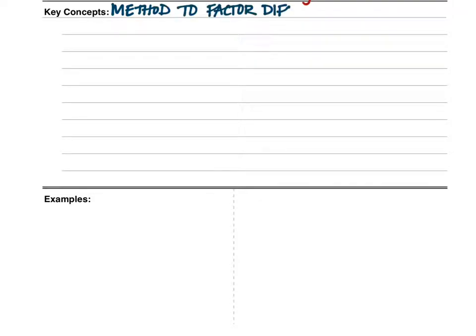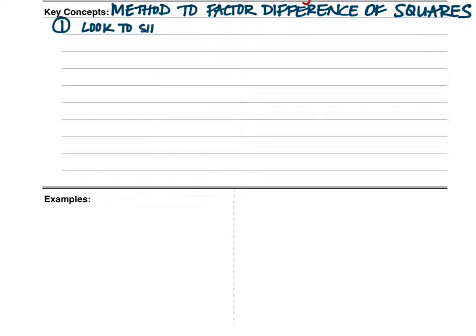And so we're going to look at the method for factoring difference of squares. The first step in this method is to look to simplify. Essentially that concept is to factor the greatest common factor out, if this is possible. It might be possible and it might not be possible. So just look to simplify.